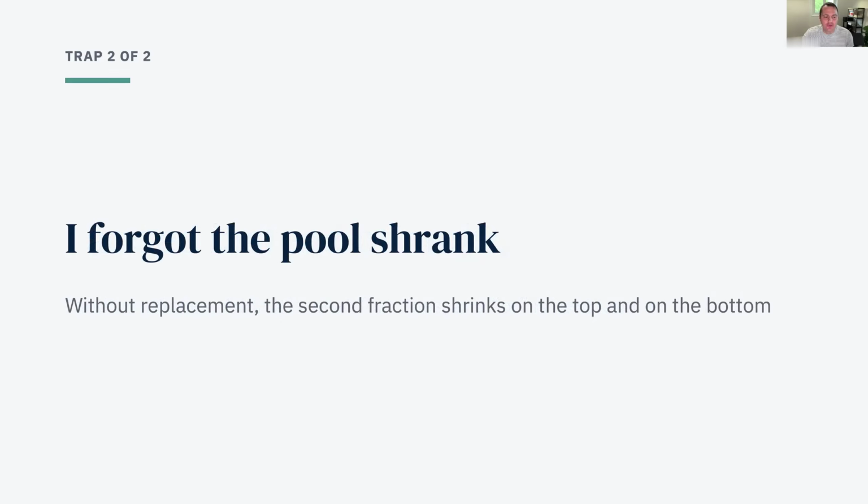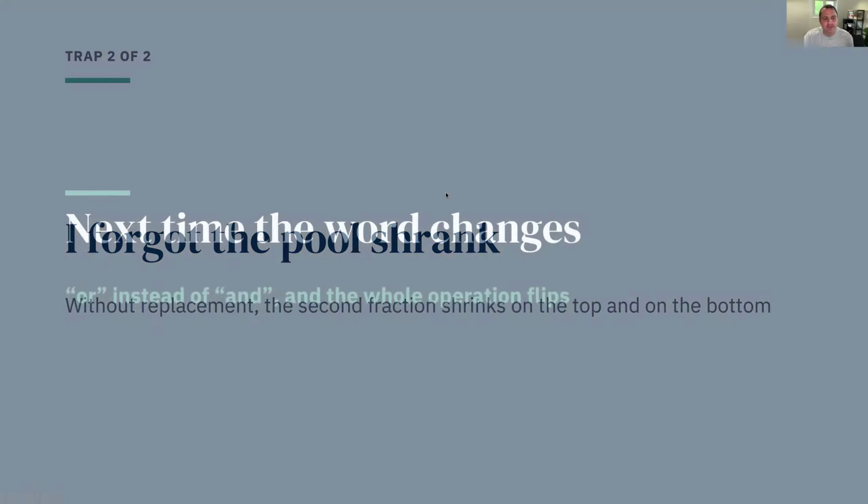Trap 2 is just, I forgot the pool shrinks. That is the with or without replacement concept. It's the most important thing when you notice one of these concepts. It's not that bad though. As I said, we want to respect it. We want to be intentional about it. But at the end of the day, don't overthink it. It's just doing exactly what the question tells us to do. But do have that question top of mind to ask whether it's shrinking or not.